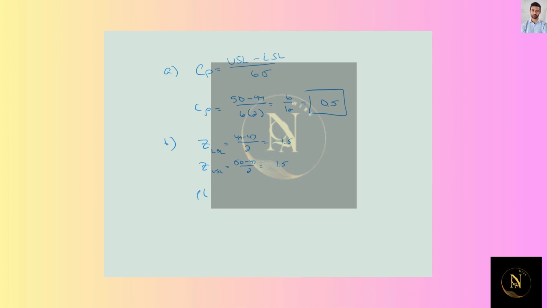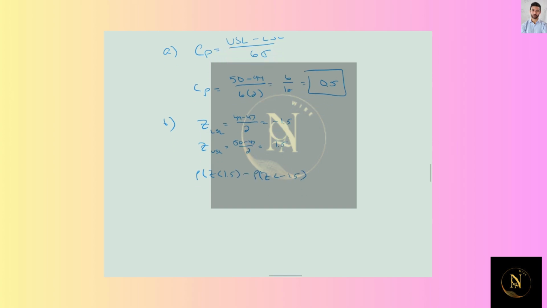So the probability that we're within the limits here would be the probability that z is less than 1.5 minus the probability that z is less than negative 1.5. If you're using the table, it always reads to the left.